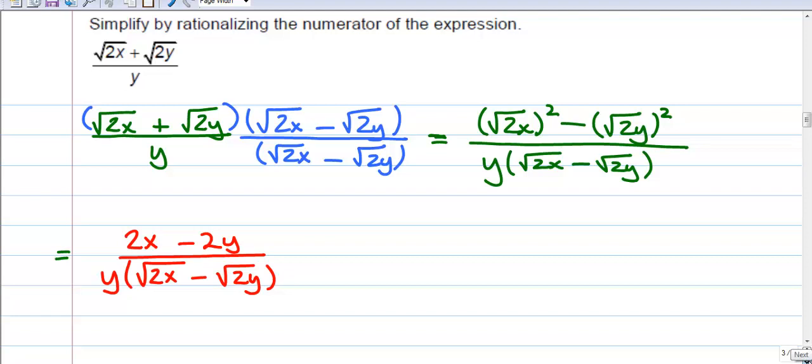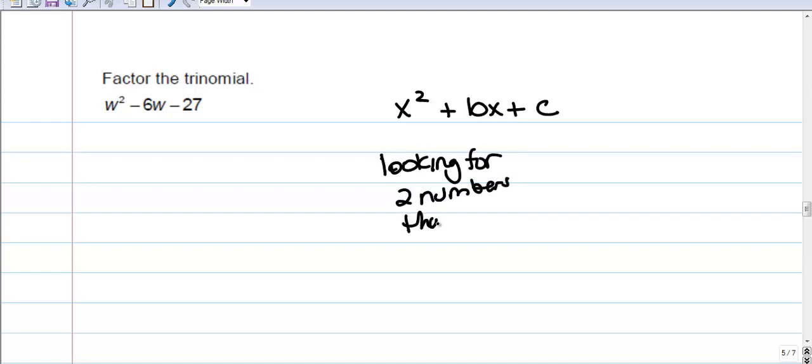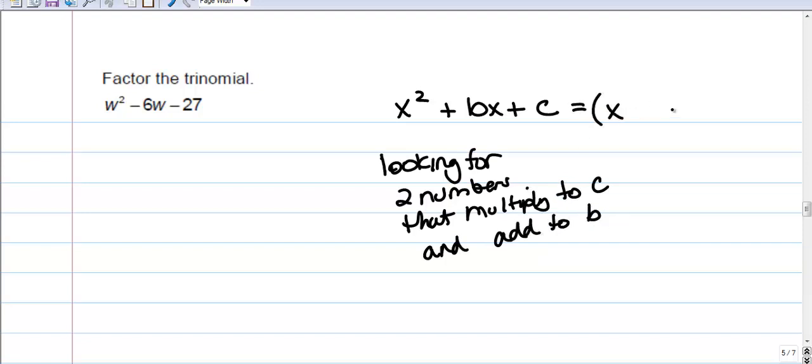Now, the next couple of problems I'm going to do are going to be factoring. This is the hardest factoring problem I've got, so I'm going to do the easiest one first, which is this one. To factor a trinomial in the form x squared plus bx plus c, you're looking for two numbers that multiply to c and add to b. And so those two numbers go here and here.